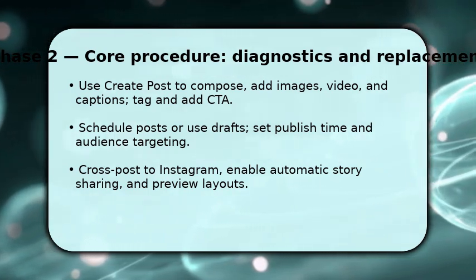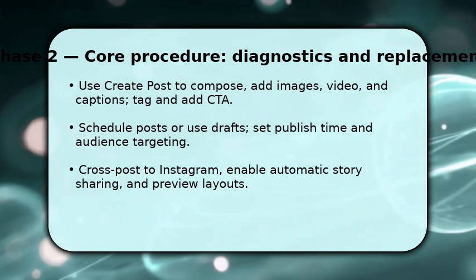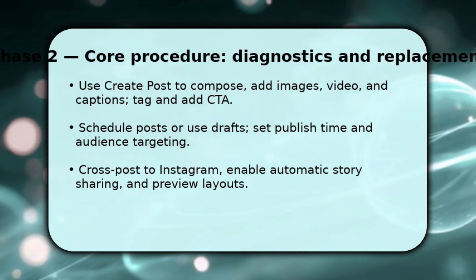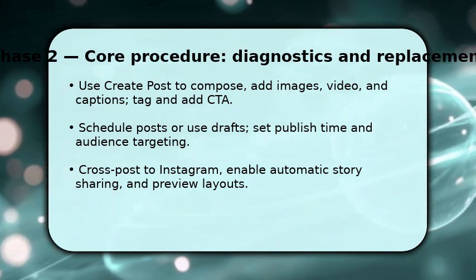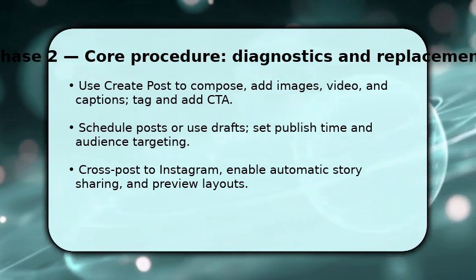If relevant, enable cross-posting to Instagram and set audience targeting to narrow reach by location or interest. Preview each placement to confirm crop and text limits. This step prevents awkward truncation and improves engagement.